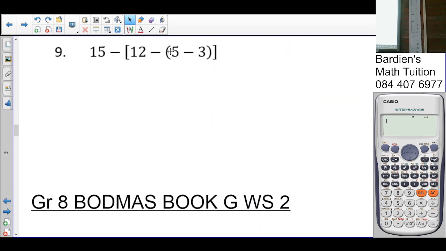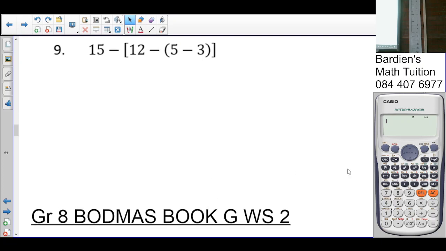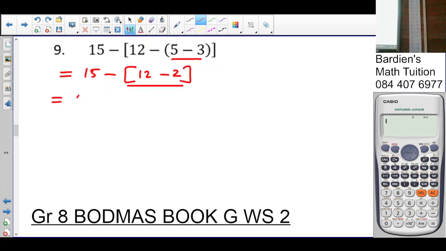Number 9, what needs to be done first here? The most inner bracket, not so? So it's going to be 15 minus 12 minus 2. Now we're going to do the bracket. What's 12 minus 2? 10. 15 minus 10 is? Okay.